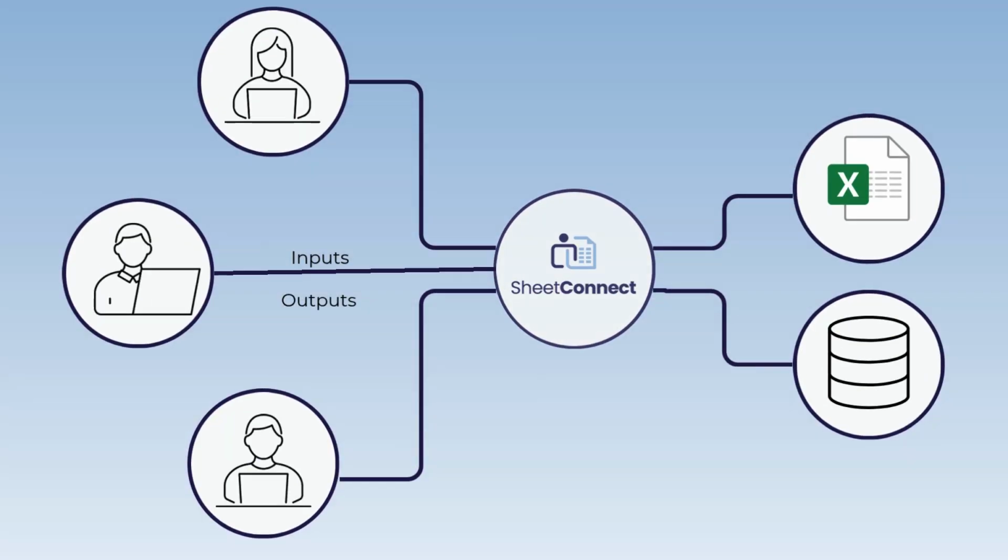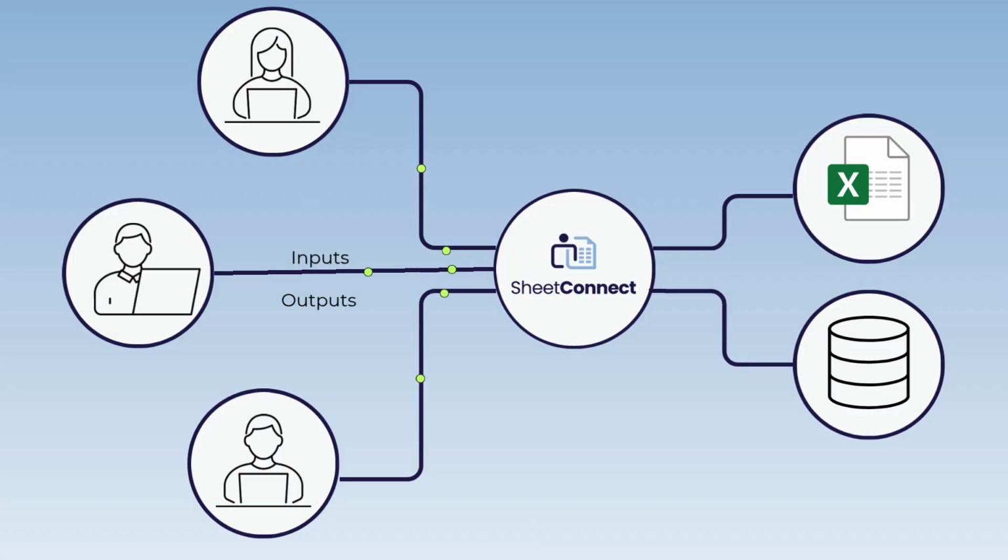SheetConnect controls both the access to and saving of spreadsheets. The master spreadsheet, the single source of truth, is stored on your network or in the cloud. When an authorized user needs to work with it, SheetConnect makes the spreadsheet available through a secure browser session.